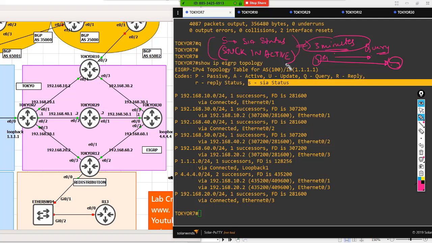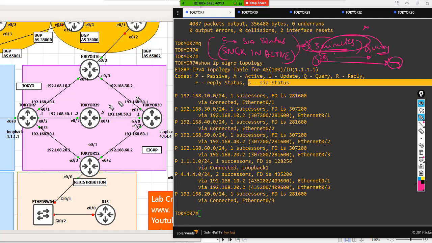Okay, this is a scenario when your primary route was down and now it sent the query packet to find the backup link, but the backup link is not known to us. That's why it has that 3 minutes of window. Okay, so that's the case when you don't have any possible route to reach the destination. So that scenario is called stuck in active.